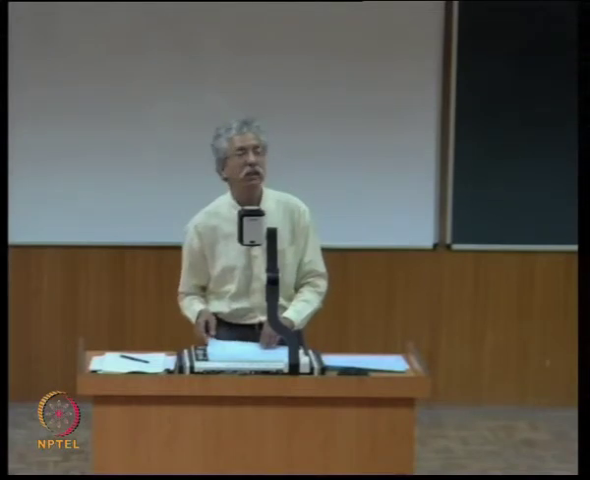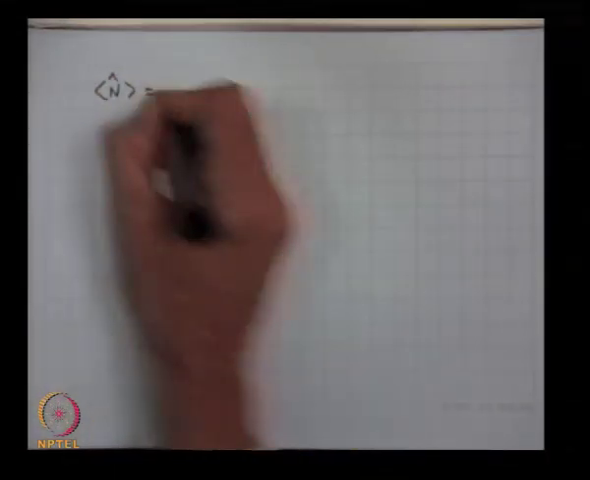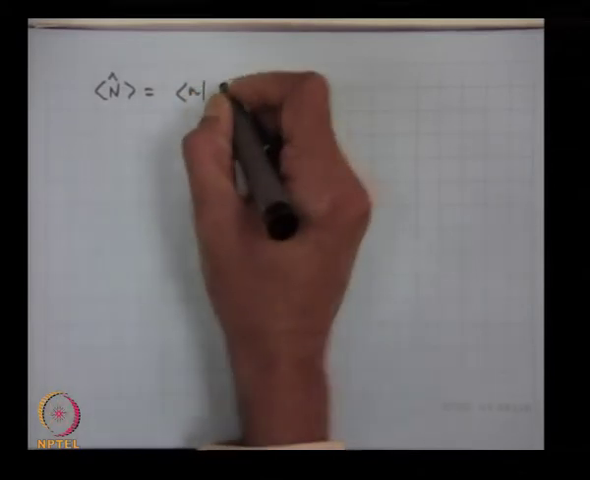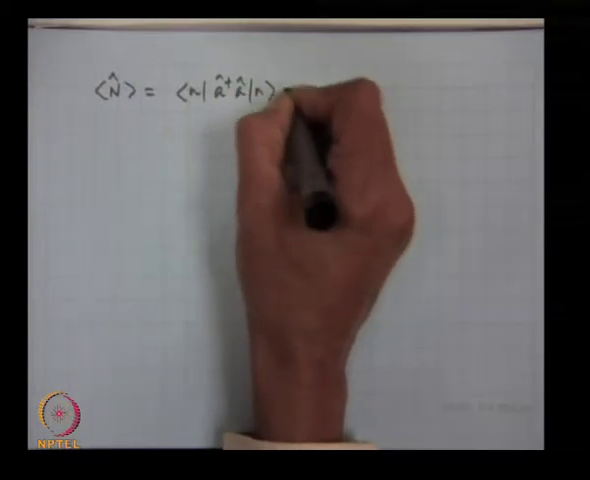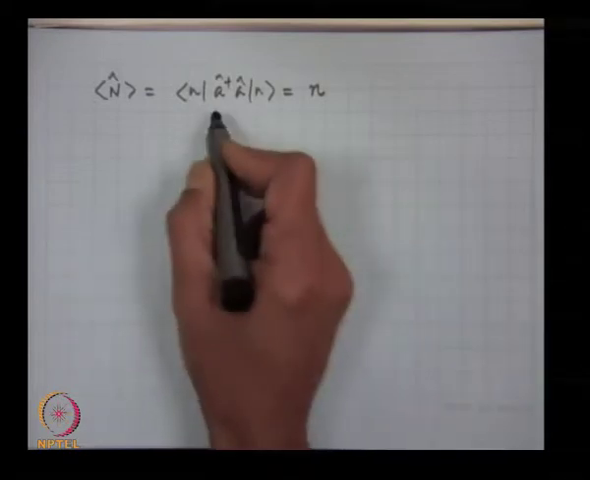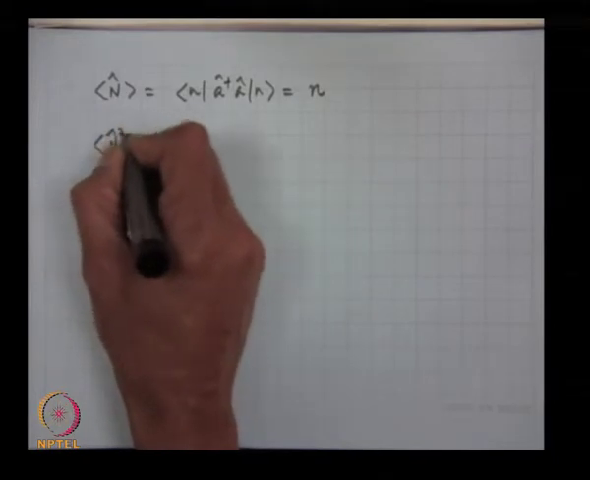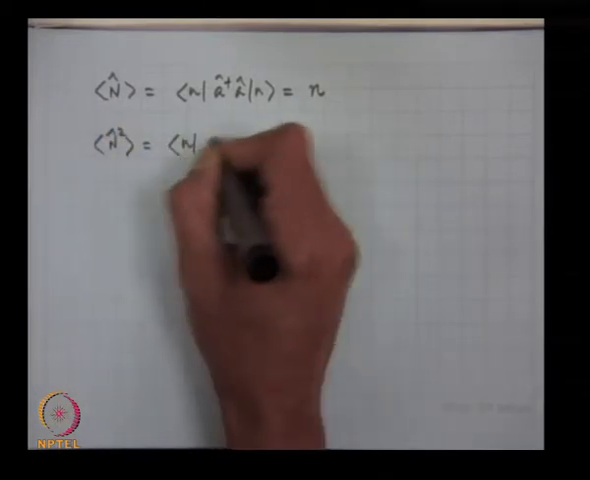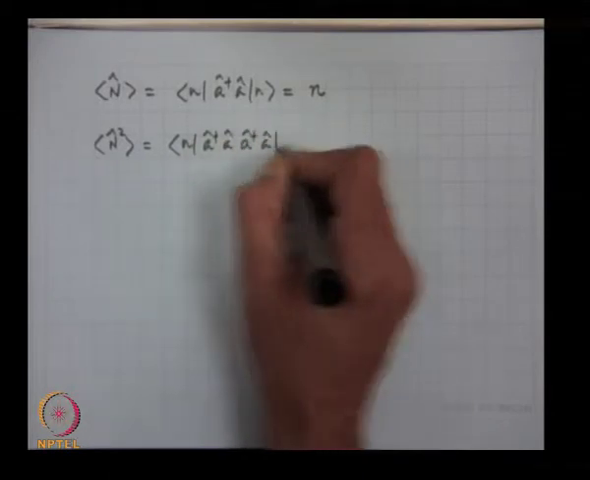In fact, let me calculate, for example, the variance in the number operator in the state. What do you expect? The expectation value of the number operator will be n. What is the number operator? It is a dagger a. <n|a dagger a|n> is equal to n, because a dagger a acting on |n> gives n times |n>, so this is n. What about n square? <n|a dagger a a dagger a|n>.